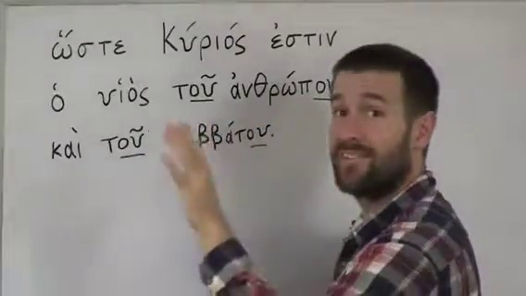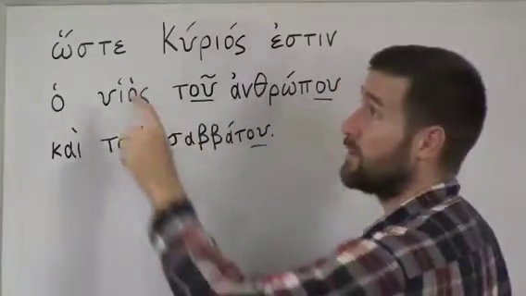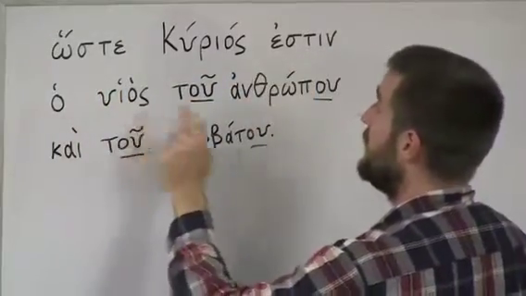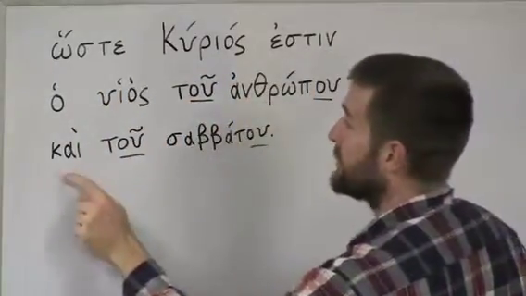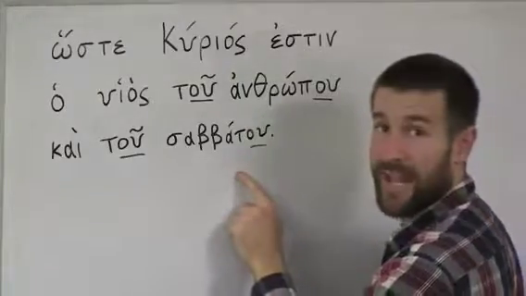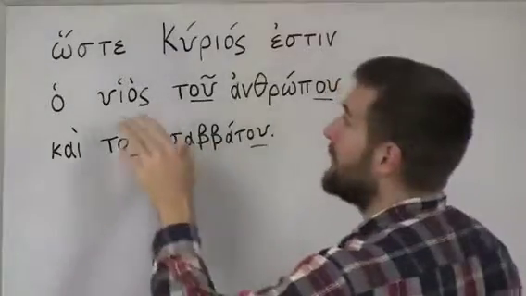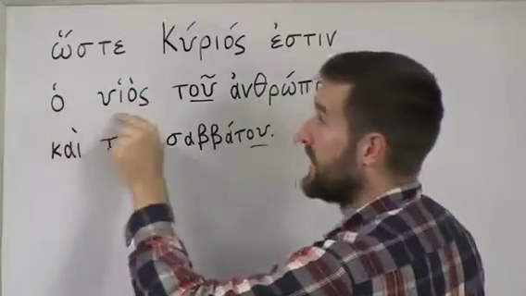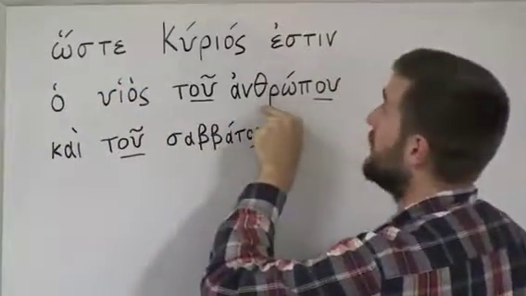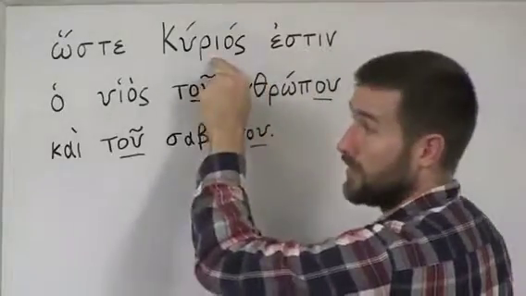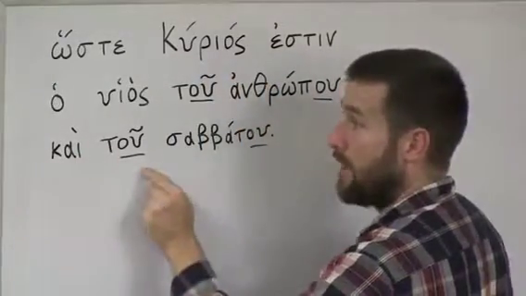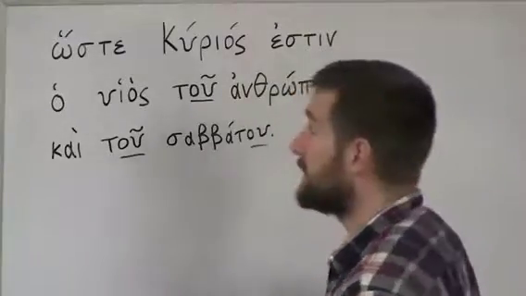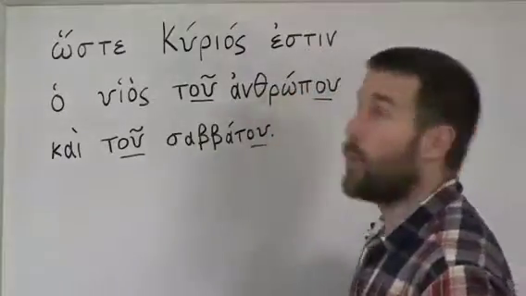So, if we were to look at the literal word order in Greek, it would be, therefore, Lord is the Son of Man, also of the Sabbath. Okay, so the word order is a little different. But basically what we have is, therefore, the Son of Man is Lord, also of the Sabbath. So we have the exact same meaning as we have in English, just a dramatically different word order.